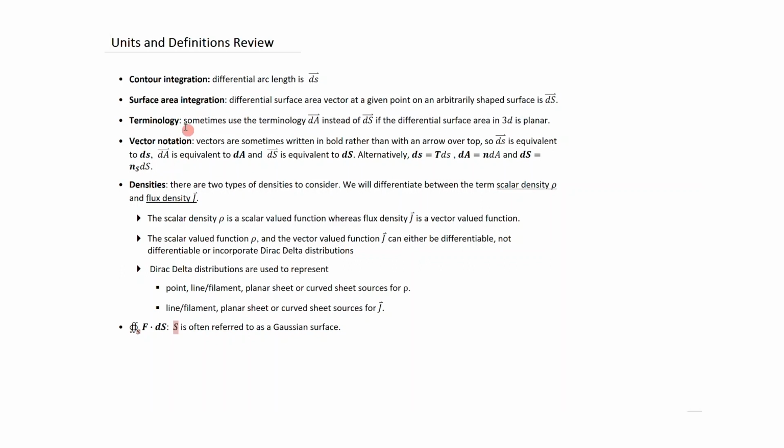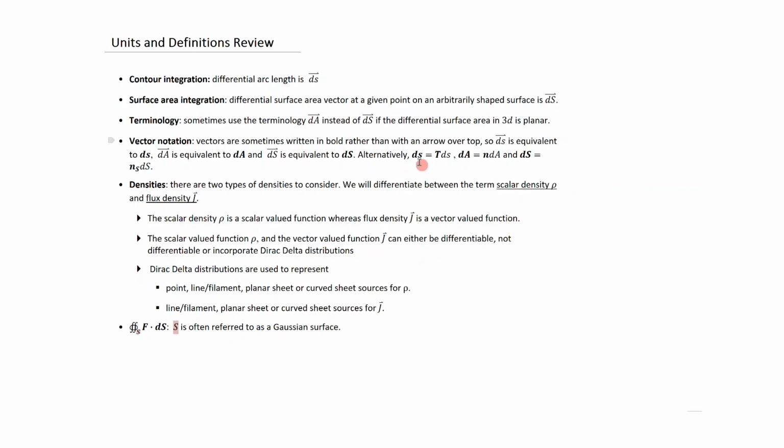In terms of terminology, sometimes we use dA with an arrow instead of dS, if the differential surface area in 3D is planar. And in terms of vector notation, vectors are sometimes written bold rather than with an arrow over top. So dS with an arrow is equivalent to dS bold, dA with an arrow over top is equal to dA bold, and ds with an arrow over top is equivalent to ds bold.